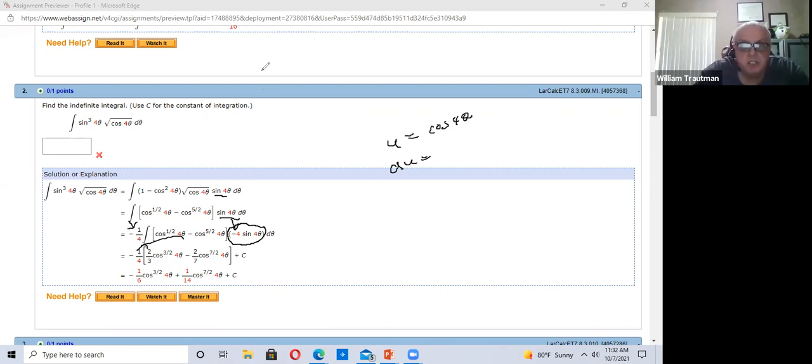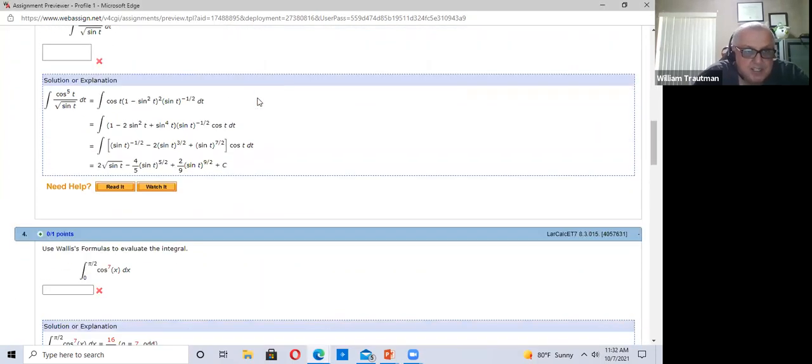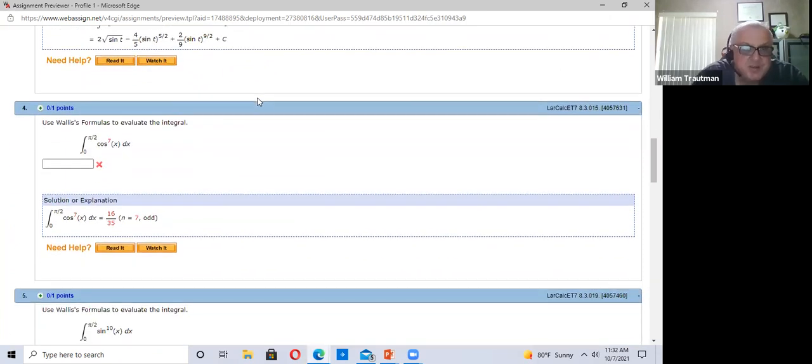All right, let's look at a couple of the Wallis ones. Did I say Wally again or Walleye? I think it's Walleye. I might have to look that up.